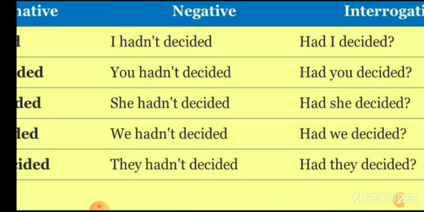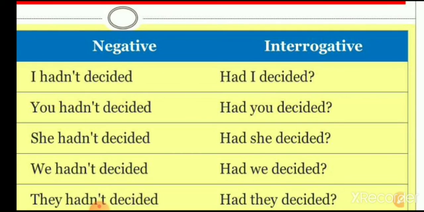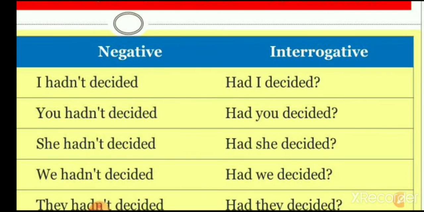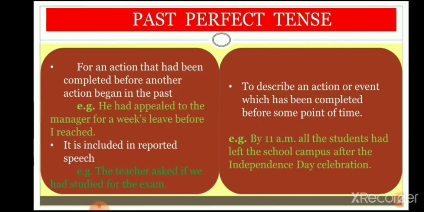In case of negative, I hadn't decided. You hadn't decided. She hadn't decided. We hadn't decided. They hadn't decided. In case of interrogative, had I decided? Had you decided? Had she decided? Had we decided? Had they decided? In case of interrogative negative, hadn't I decided? Hadn't you decided? So like that we are supposed to use the structure.